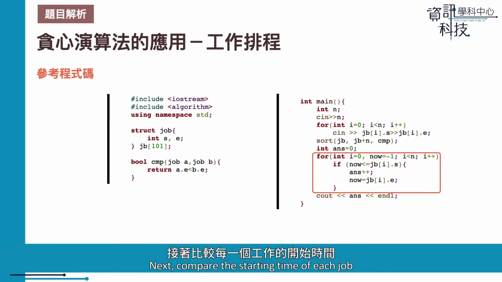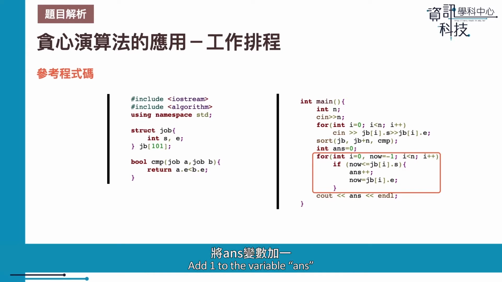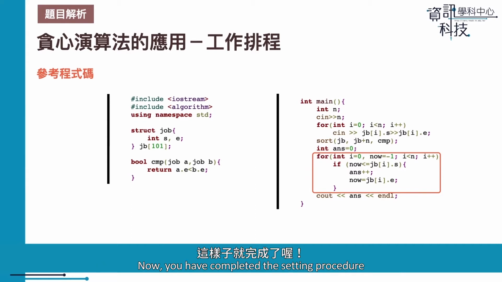Next, compare the starting time of each job to see if it is greater than or equal to the now variable. If yes, it means that this job is ready for execution. Add 1 to the variable ANS and set the now variable value as the ending time of the job. Now you have completed the setting procedure.